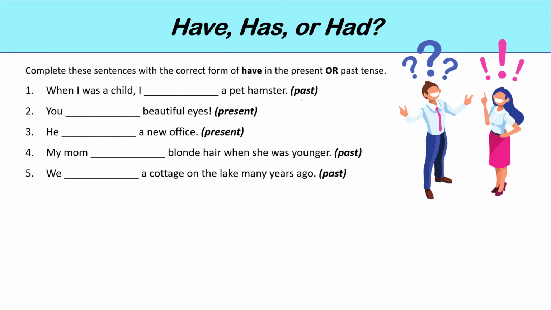So number 1, we're putting this in the past tense. So the answer is had. When I was a child, I had a pet hamster. Number 2, we have to put in the present tense. So you have beautiful eyes. Number 3, he has a new office. Number 4, we have to put in the past tense. My mom had blonde hair when she was younger. And finally, number 5, we had a cottage on the lake many years ago.